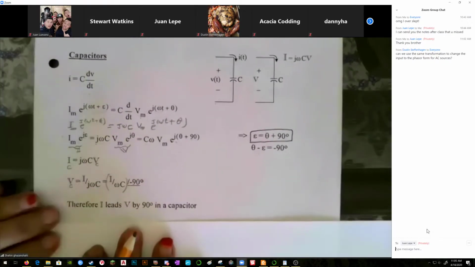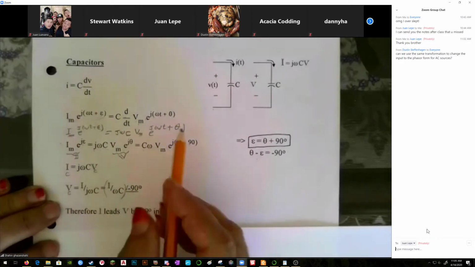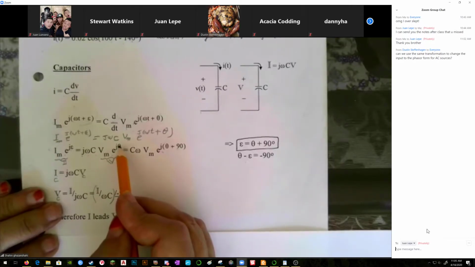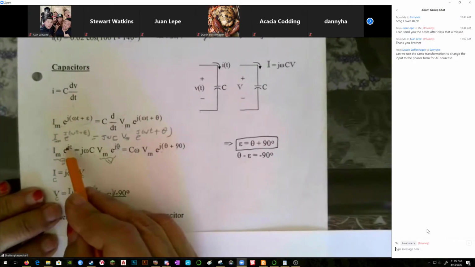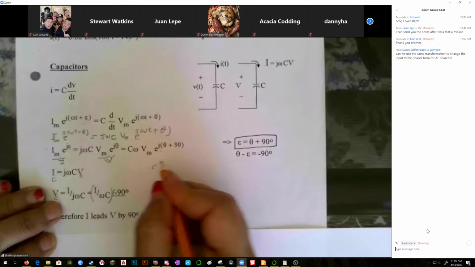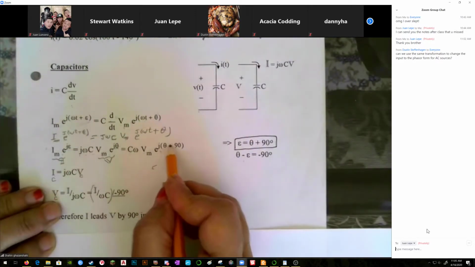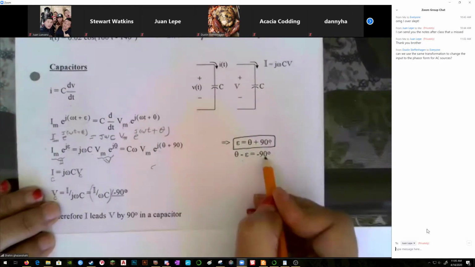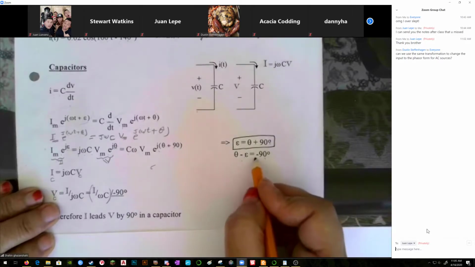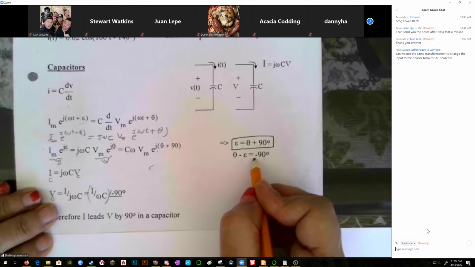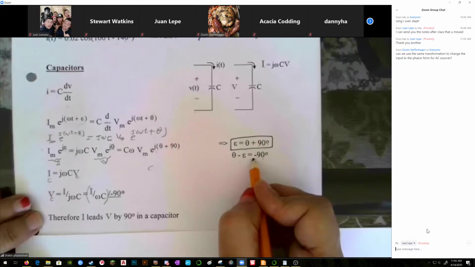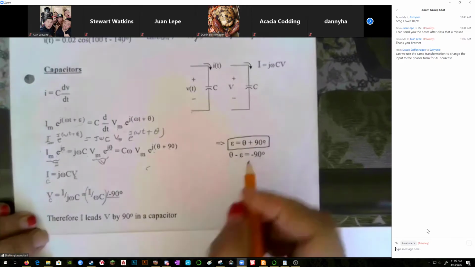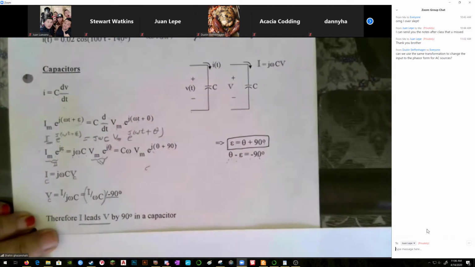So here, the phase angle difference still is 90. See, your theta is equal to what? I'm sorry, your phi is equal to what? Your phi here is theta plus 90, or theta minus phi is negative 90. For the inductor it was plus 90 for theta minus phi. So the phase angle difference still is 90, but this time the current leads the voltage by 90.